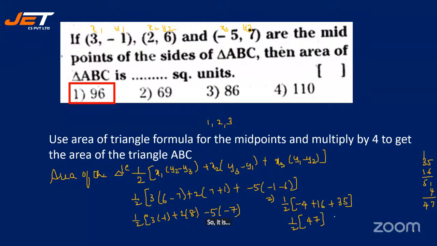Now, what is to be done? They say that we need to multiply by 4. Isn't it? So you get 7 twos are 14, 4 twos are 8 plus 1, 9. Right? So it should be 94. Almost we have got the answer. Right? So option 1 is correct. All right. So now with this, we are moving on to the next question.